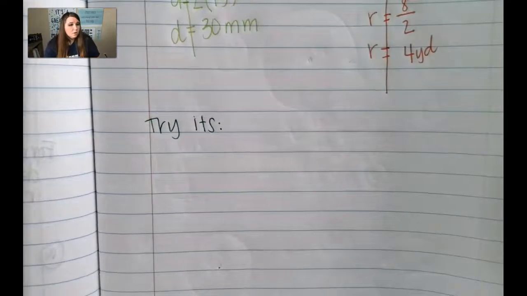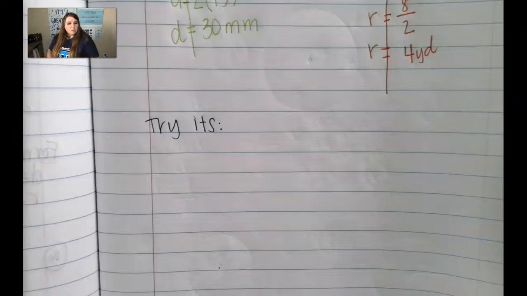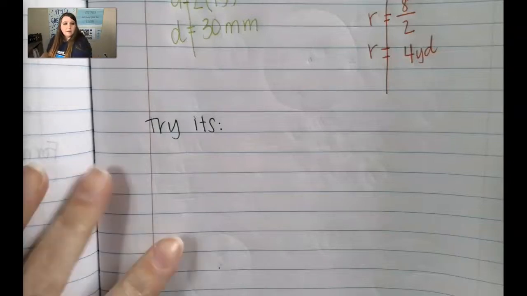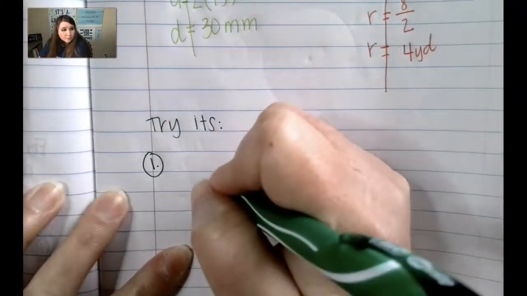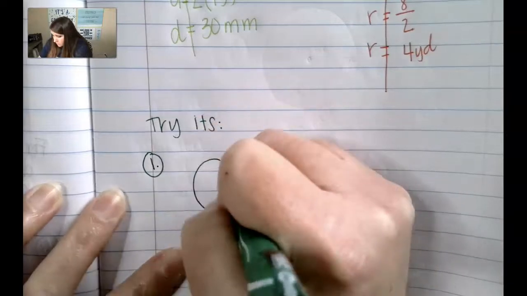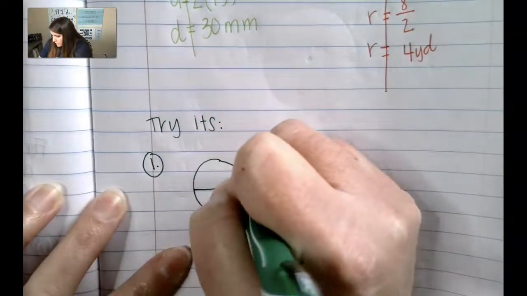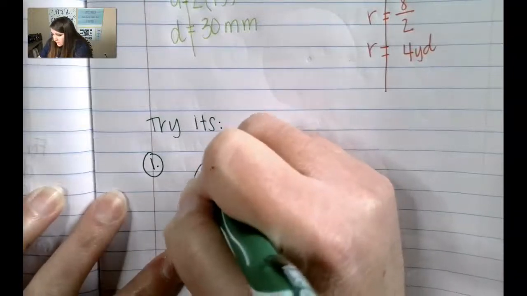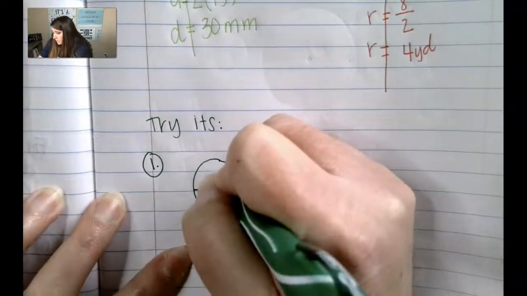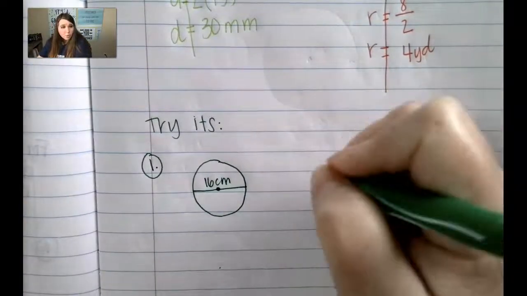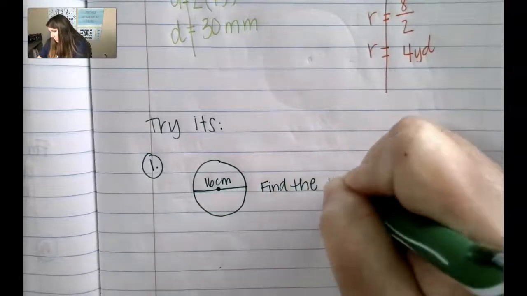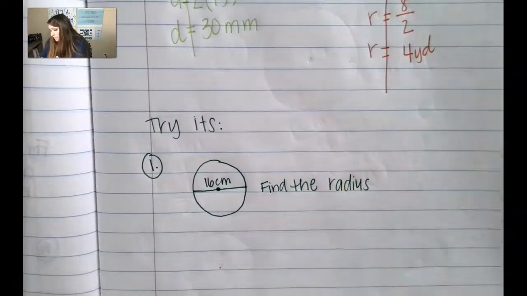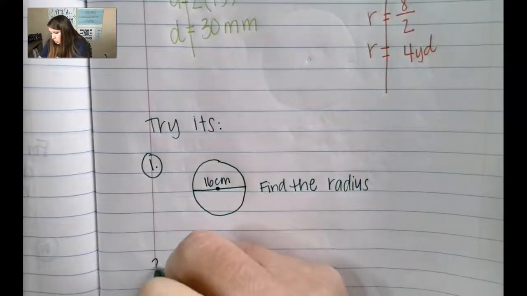All right, so your try-it number 1 says that the diameter of a circle is 16 centimeters. Find the radius. So try-it number 1, you have a circle. The diameter across is 16 centimeters, and we want to know what is the radius. So find the radius.